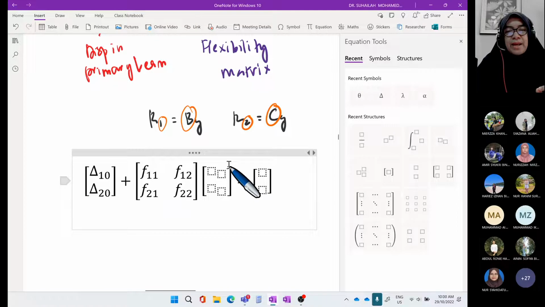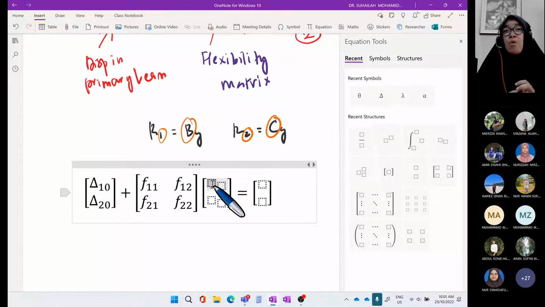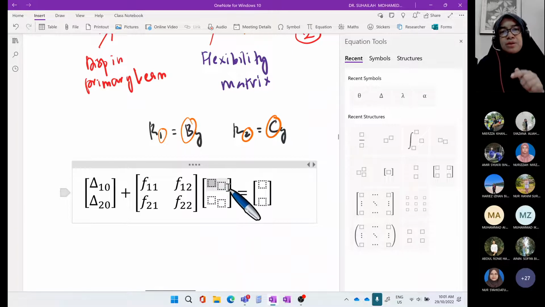Okay, next bracket is for the redundant. You can write R1 and R2, which for the whole type of question is R1 and R2. But if you put R1 and R2, we do not know whether it is for forces or for moment. So I prefer to write the redundant name here. The upper one is for redundant number 1 because it is line number 1.